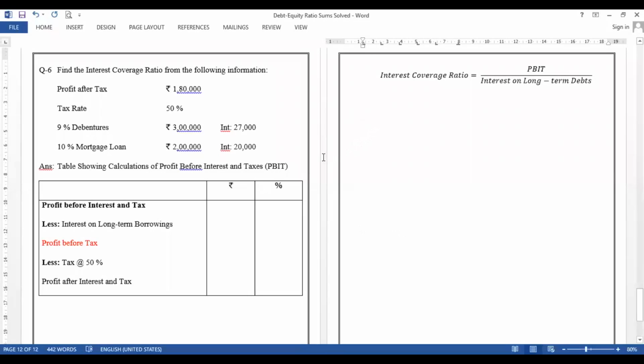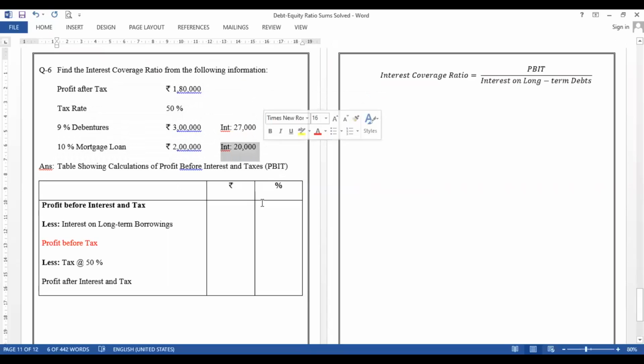One more sum for interest coverage ratio. We are given the information as profit after tax, rupees 1,80,000, to be taken care of. This is profit after tax. Tax rate is 50%. 9% debentures, rupees 3 lakhs, so interest can be seen as rupees 27,000. 10% mortgage loan, rupees 2 lakhs, so interest will be rupees 20,000. Let us start with these calculations.